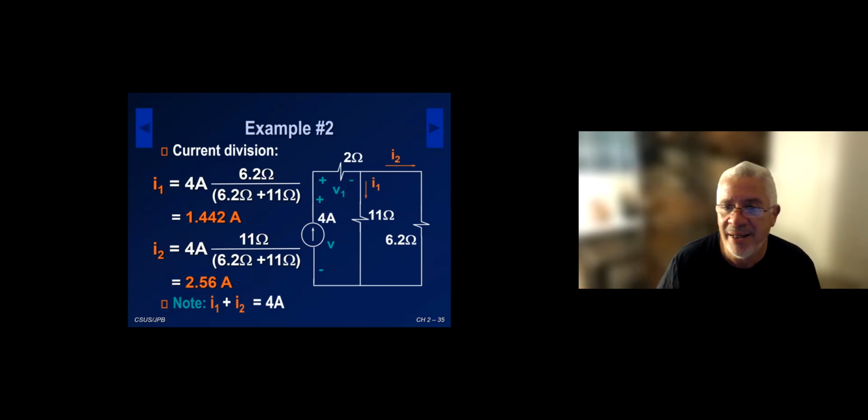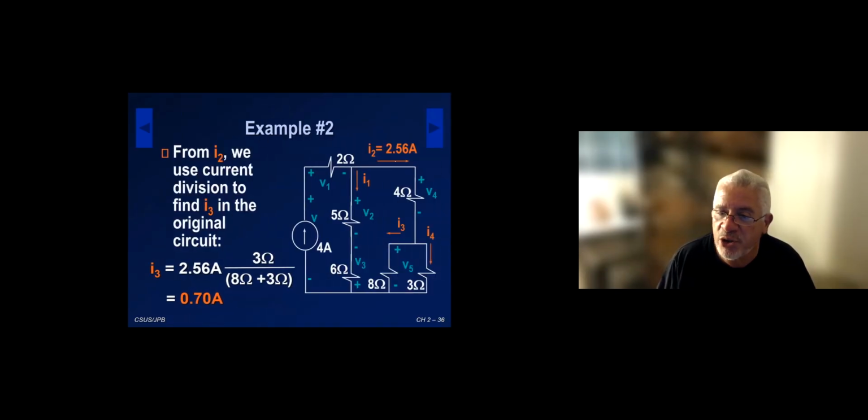Then I can go back to the original circuit, and now I have I2, so I can apply current division here to get I3 and I4. That's the way these problems work. It's a limited solution, but it allows you to solve some basic circuits. So if I do current division where I'm pointing out the X here, I get I3 to be 0.7.